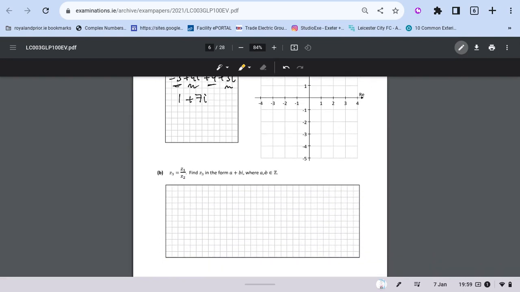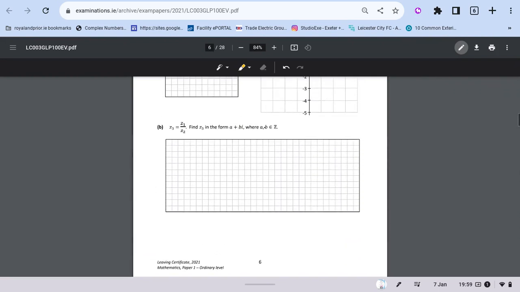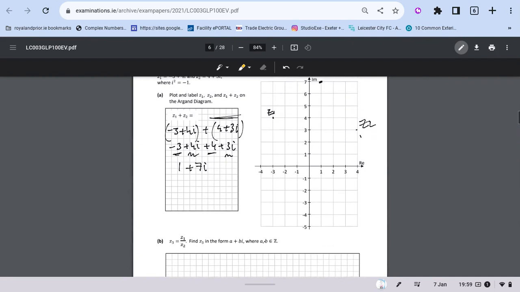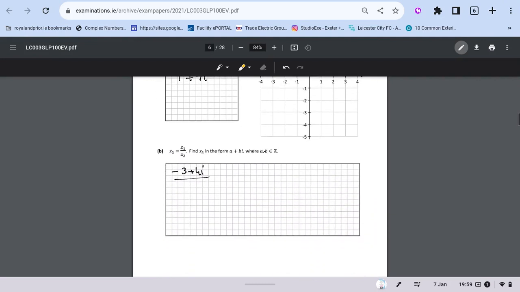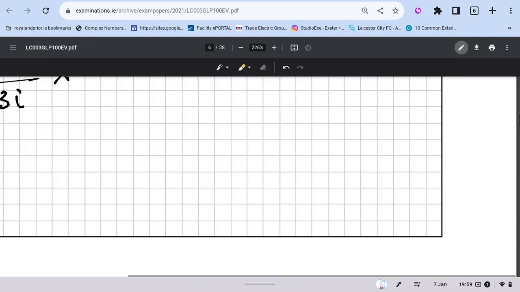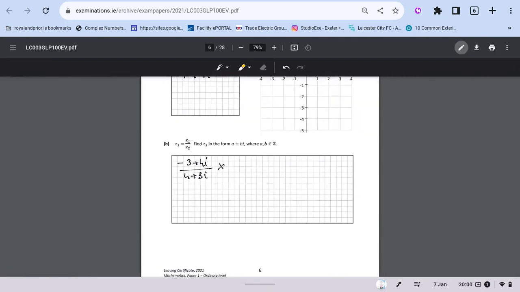Next thing, they generally ask you modulus and division, because they're the two areas that we're going to make mistakes. Now, how much room did they give me? Not much here. So Z3 is equal to Z1 over Z2. So Z1 is minus 3 plus 4i over my Z2, which is 4 plus 3i. Now we need to know this. If it's not modulus, we need to know our division. When we're dividing, we're multiplying top and bottom by the conjugate of the bottom. So what that simply means is you're multiplying top and bottom by 4 minus 3i.